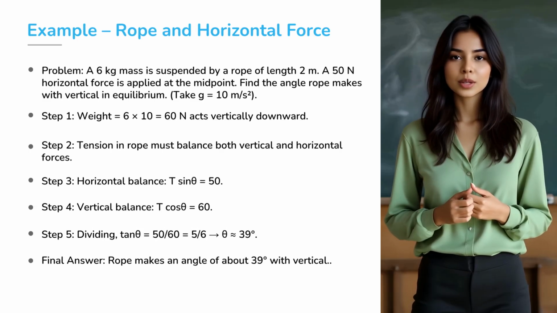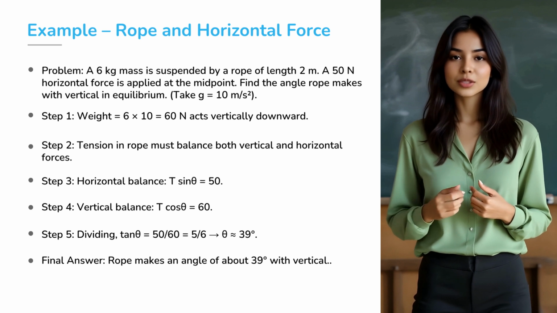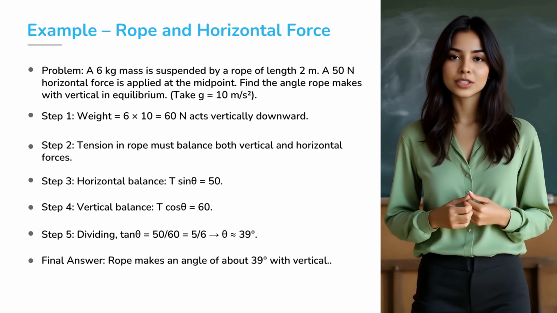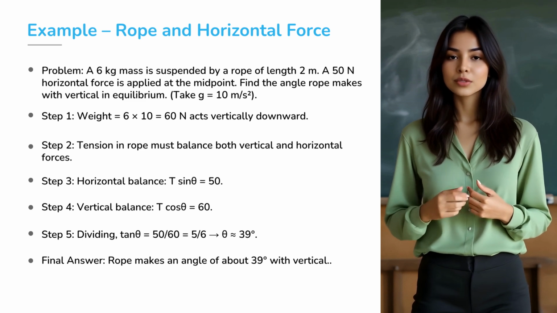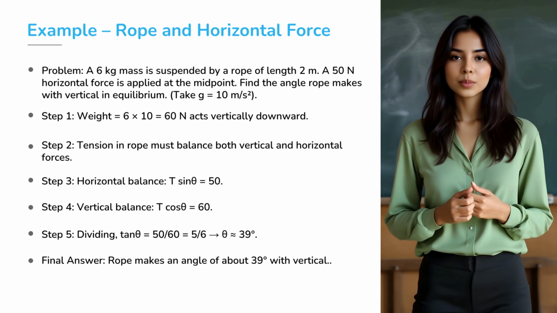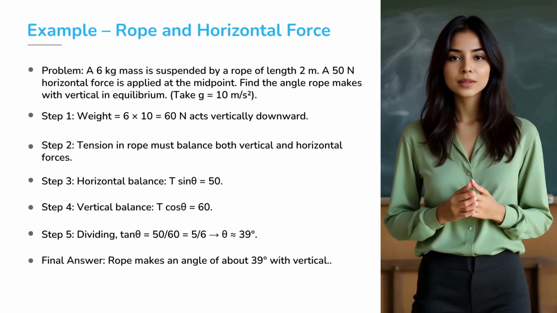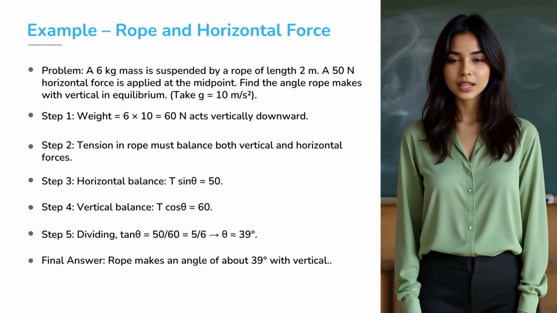Now let's solve a problem. A 6 kilogram mass is suspended by a rope of length 2 meters from the ceiling. A horizontal force of 50 newtons is applied at the midpoint of the rope. What angle does the rope make with the vertical in equilibrium? Take g as 10 meters per second squared.